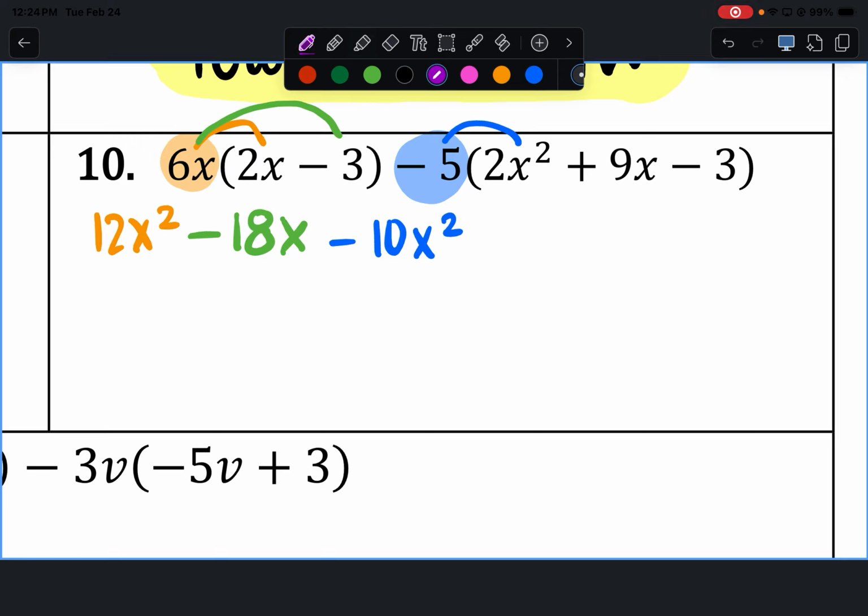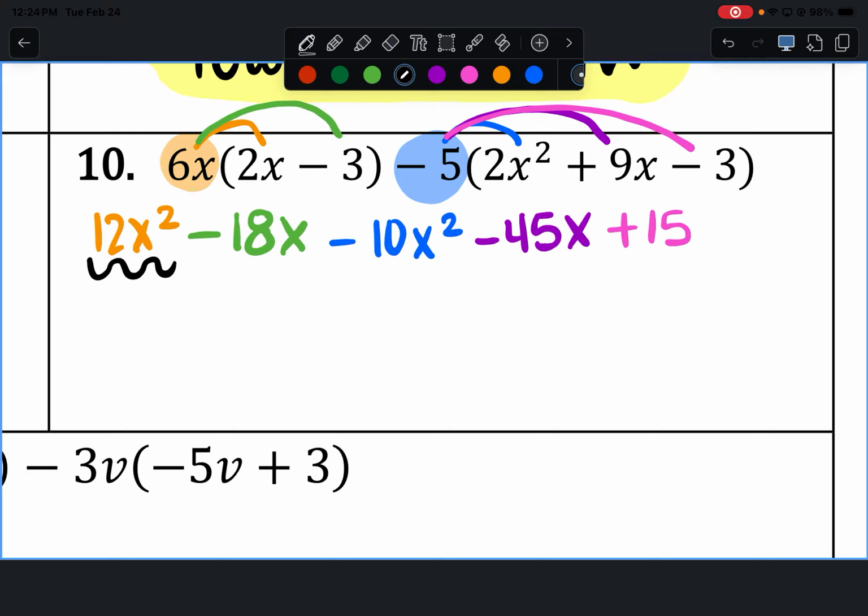Okay, what do I distribute after that? What is negative 5 times 9x? Negative 45x. Then we have negative 5 times negative 3 to get 15. All right, from here, which term do we need to write first to put it in standard form? Does 12x squared have any like terms? What is 12x squared minus 10x squared?